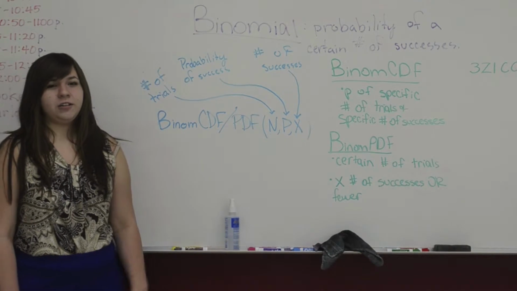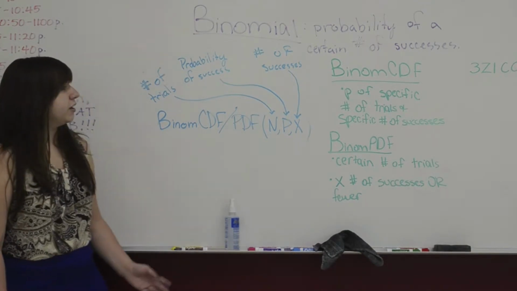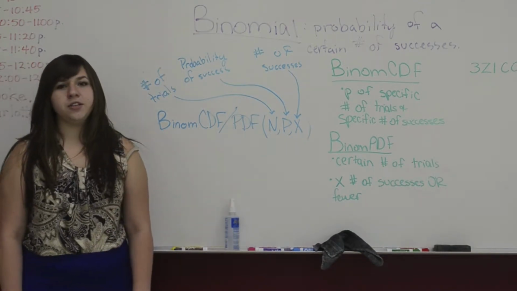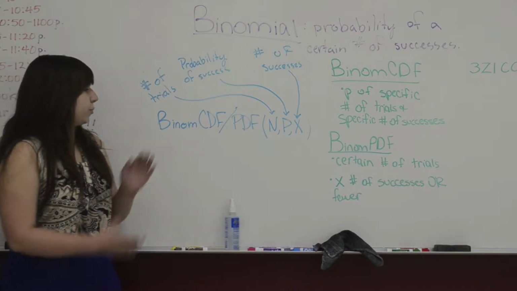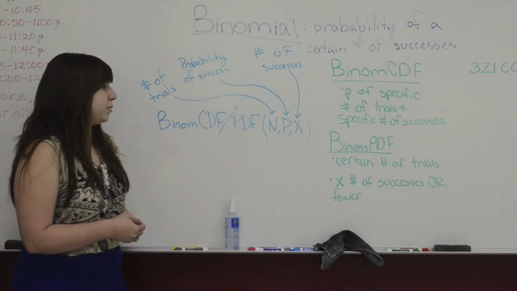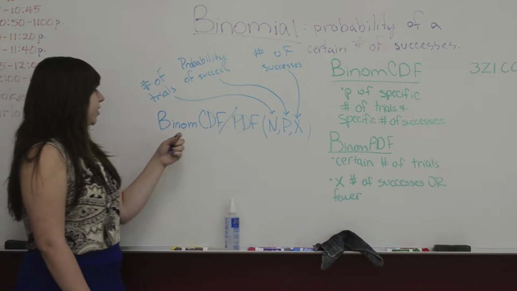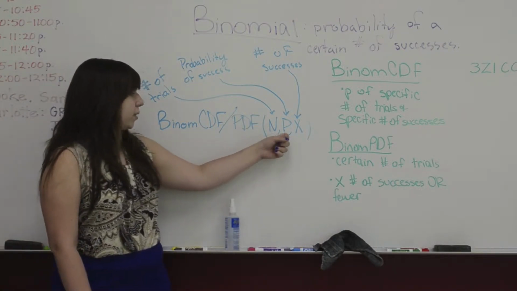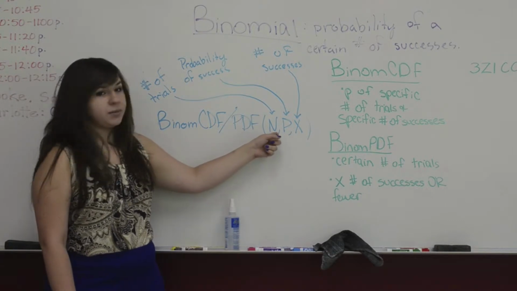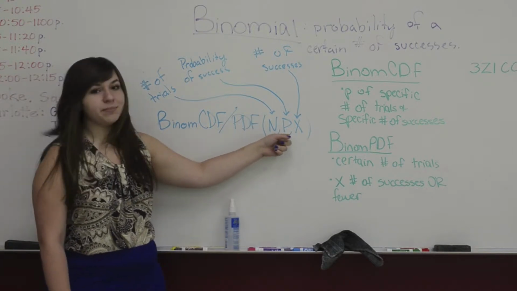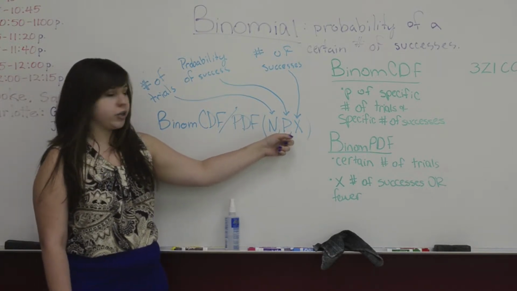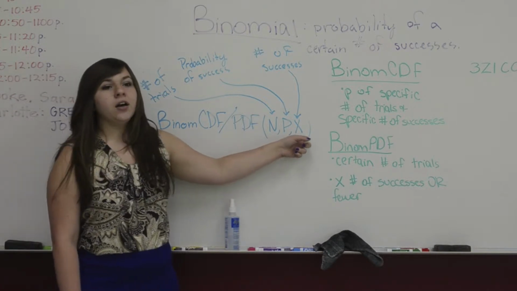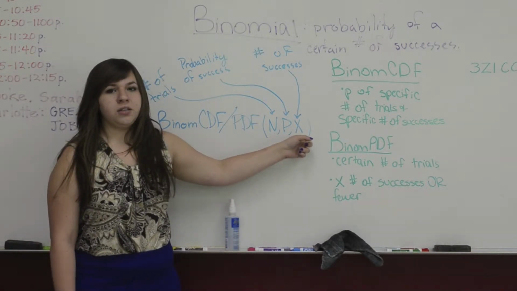Binomial helps you figure out the probability of a certain number of successes within a certain amount of trials. For both CDF and PDF, we are going to use the command binomcdf or binompdf(n, p, x), with n being the number of trials, p being the probability that a success will occur, and x being the successes that you want to happen.